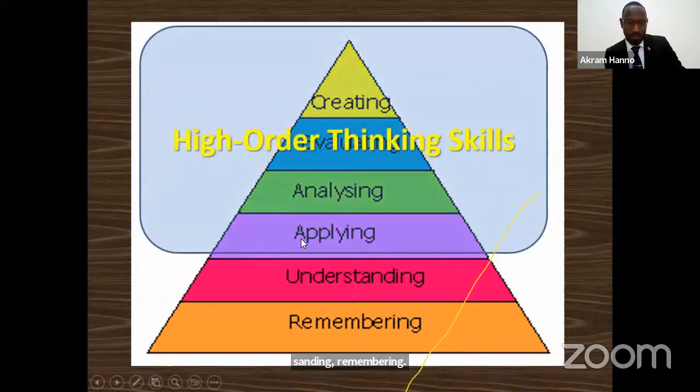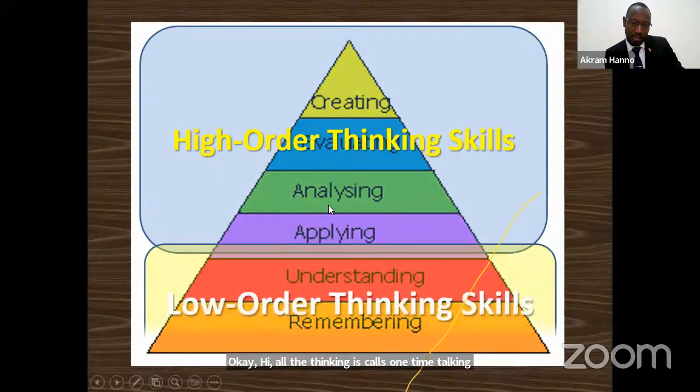Creating, evaluating, analyzing, and we have applying, understanding, and remembering. This is Bloom's taxonomy. So these are called high order thinking skills, whereas understanding and remembering, or memorization and recalling information, are low order thinking skills.